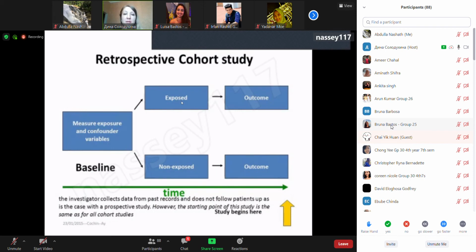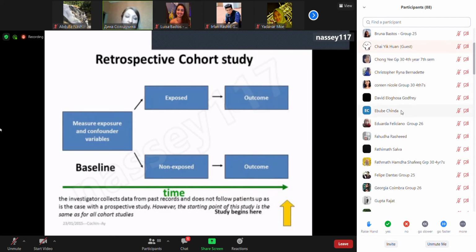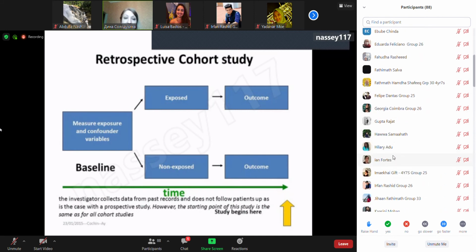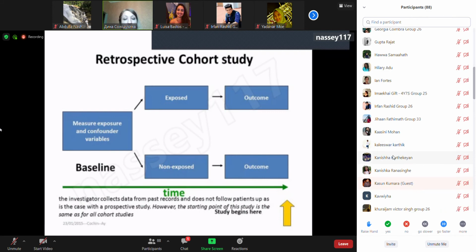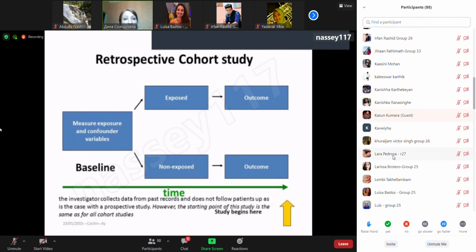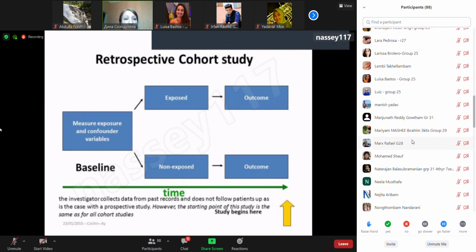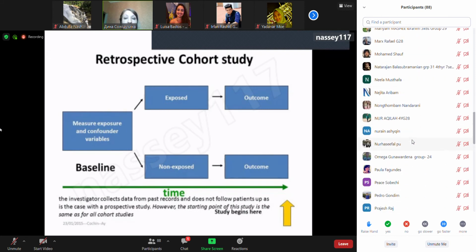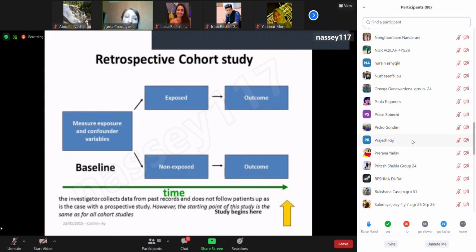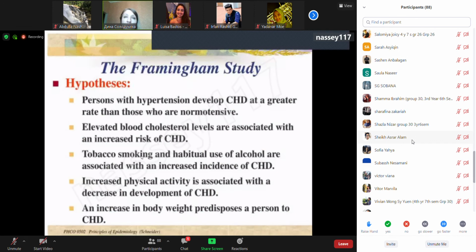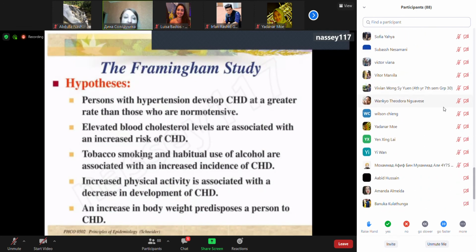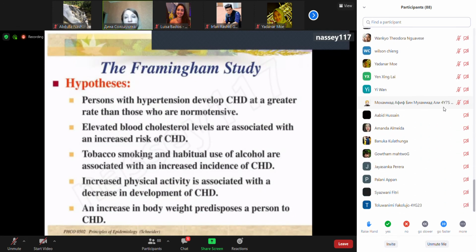Okay, let's continue. So we finished here talking about cohort study, and retrospective study design is one of the ways to spend less time for an epidemiological research, but to get the same advantages which we usually get in a cohort study. The typical example of a cohort study that was conducted for a period of around 50 years is called the Framingham study.